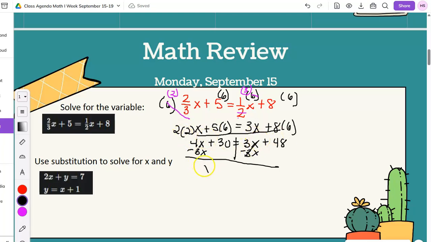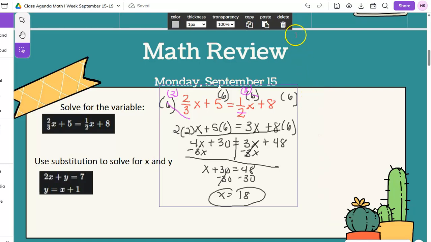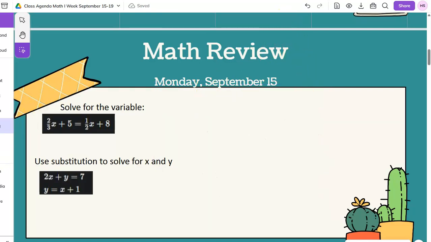This cancels out, so I'm left with 1x plus 30 equals 48. I'm then going to subtract 30 from both sides, and x is going to equal 18. So hopefully you got x equals 18. If you did, good job. If you didn't, ask the sub to pause the video so that you can get it copied down, so that you have it for tomorrow. Okay, I'm going to go ahead and I'm going to erase this. So hopefully you got it written down, because I want to have more room for my systems of equations.